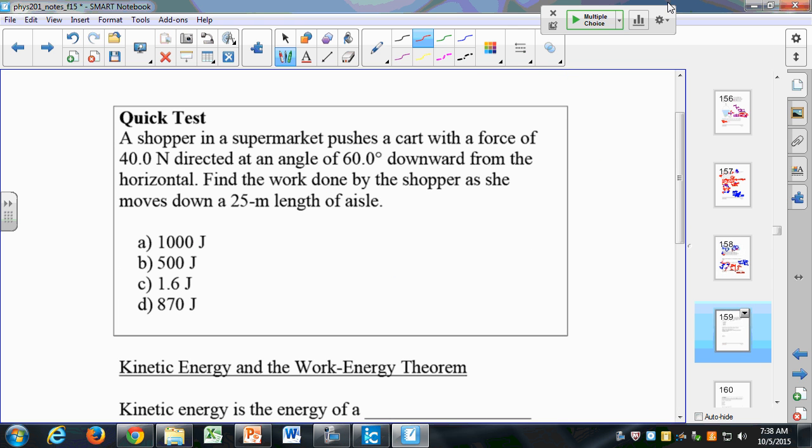All right, let's try this. This is a quick little question. I just want to know, what is the work done by the shopper? She has a cart. She's pushing down on it at a 60-degree downward angle, like you usually do with a shopping cart, with a force of 40 newtons. What is the work that she does moving down a 25-meter aisle?